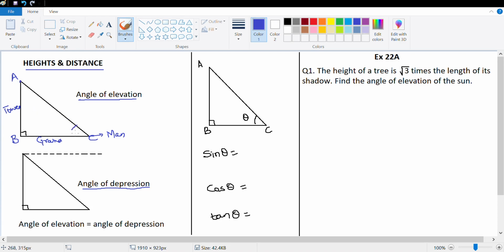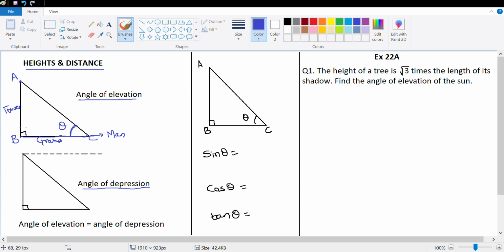So the angle that your line of sight would make with the ground while viewing the top of this tower is known as angle of elevation. I repeat, if you're trying to look at the top of a tower or a building or something which is higher than you from the ground, the angle that your line of sight would make with the ground horizontal is known as angle of elevation.